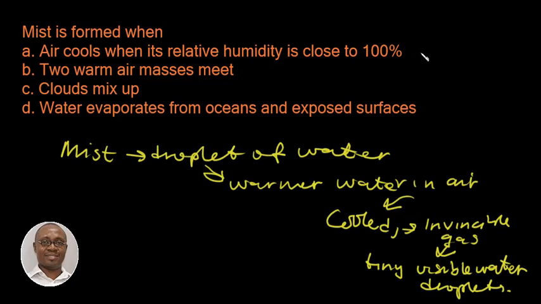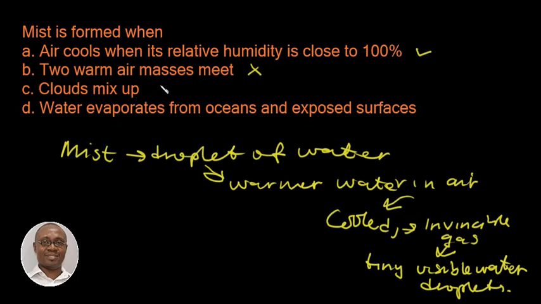Yes, mist will be formed when the relative humidity rises up to 100%, at least greater than 70%. Okay, good. What about option B? Two warm air masses meet. Not at all. In fact, that cannot lead to a mist because the air must be cooled, that is, changing it from gas into water droplet. So this is wrong.